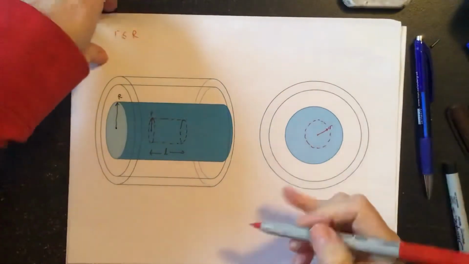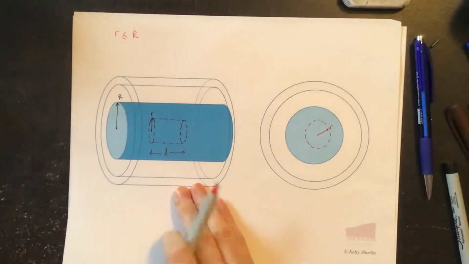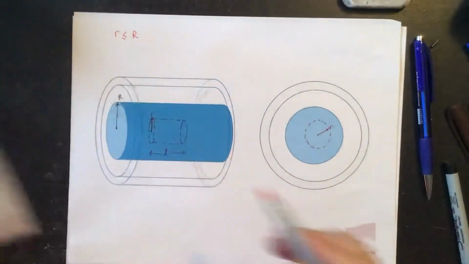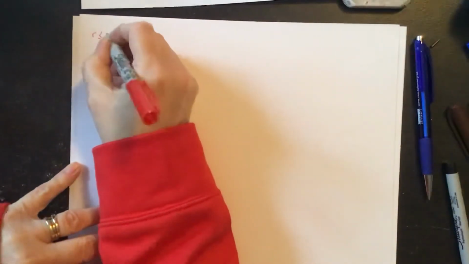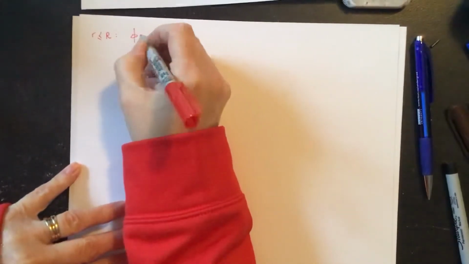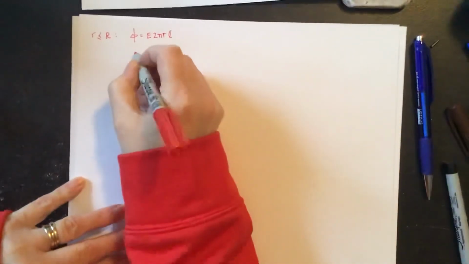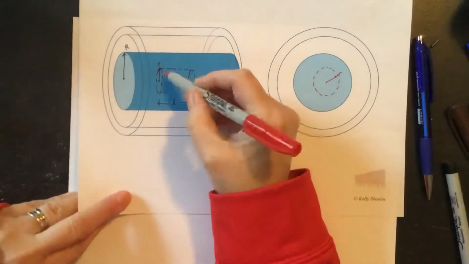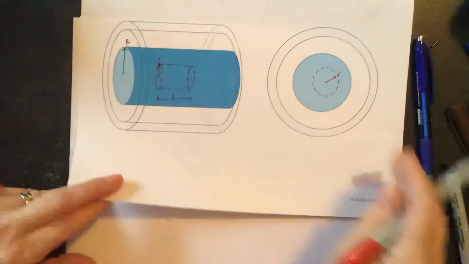Okay, so let's apply Gauss's law to this situation. Q enclosed means the charge enclosed by the Gaussian surface, which means how much charge is inside this little cylinder that I just drew. For my situation, r less than R, I know that my flux is E times 2 pi r times L. Next, I want to find my Q enclosed. The amount of charge inside this cylinder is just going to be the density times the volume of that little cylinder.